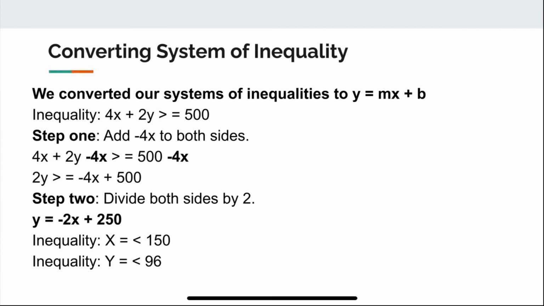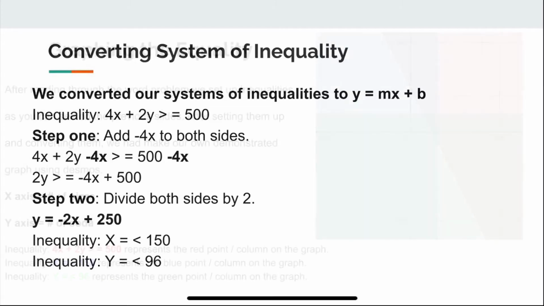The next step is to graph. So we need to convert our inequalities into the form y equals mx plus b. To convert our first inequality, we must get y on one side by itself. To do that, we added negative 4x to both sides, which leaves us with 2y is greater than or equal to negative 4x plus 500.